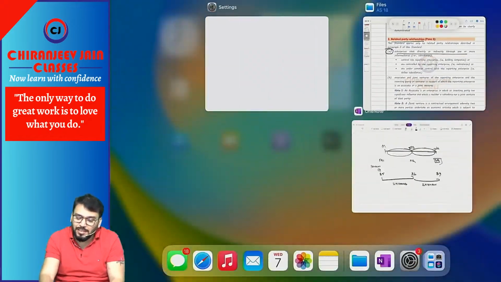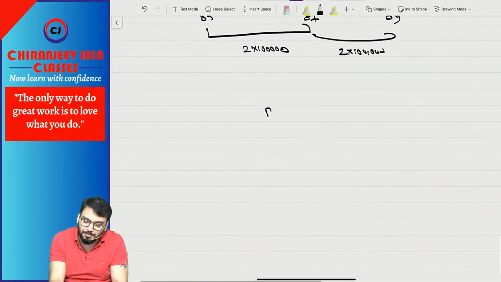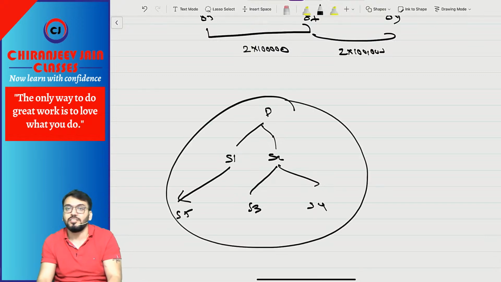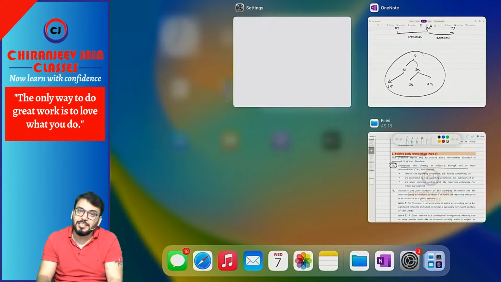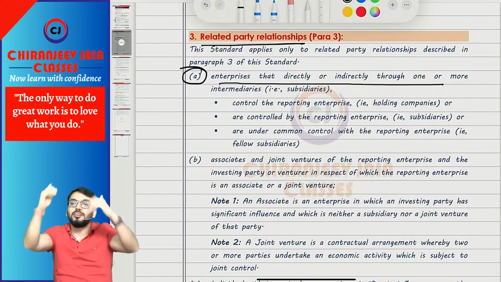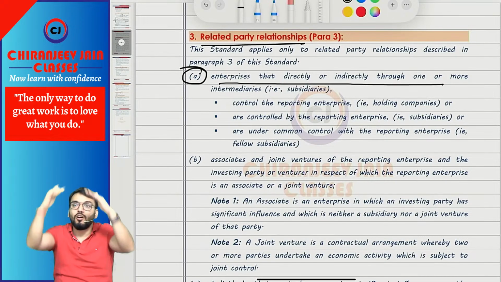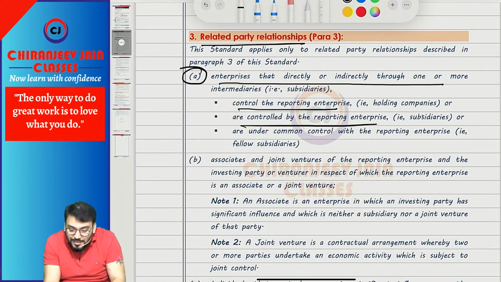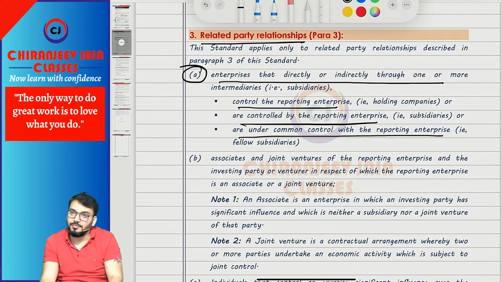They want to say in point number A, any group companies. If I say P has S1, S2, S2 has S3, S4, and this may have S5. So in this, all entities are related to each other. So it will include parent company, subsidiary, and fellow subsidiary also. Fellow subsidiary means two entities which are under the common control. Two subsidiaries which are under the common control. Correct? So controls the reporting entity, are controlled by the reporting entity, and are under the common control of the reporting entity. Chalega? Yes, sir.